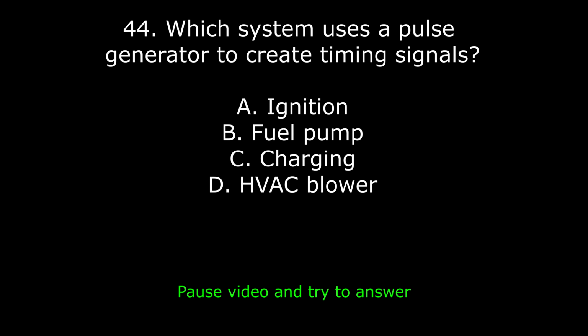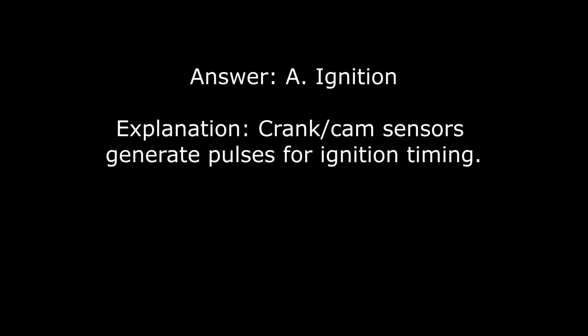44. Which system uses a pulse generator to create timing signals? A. Ignition, B. Fuel pump, C. Charging, D. HVAC blower. Answer: A. Ignition. Explanation: crank and cam sensors generate pulses for ignition timing.